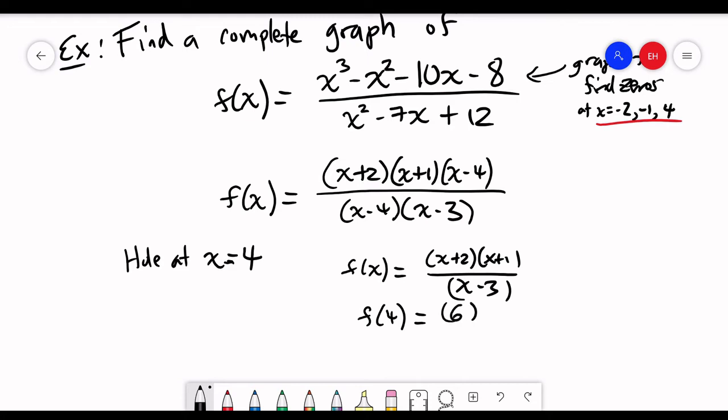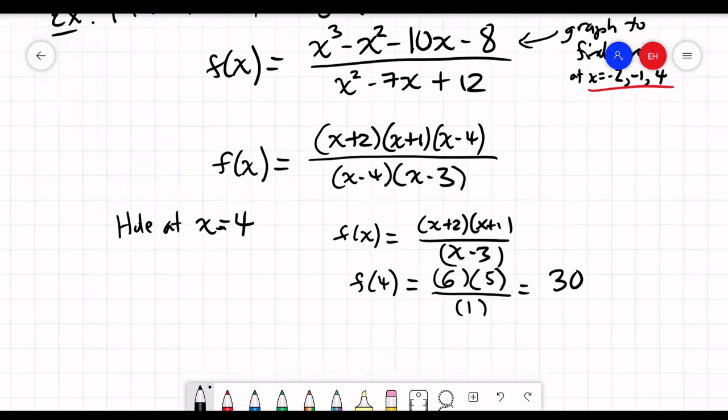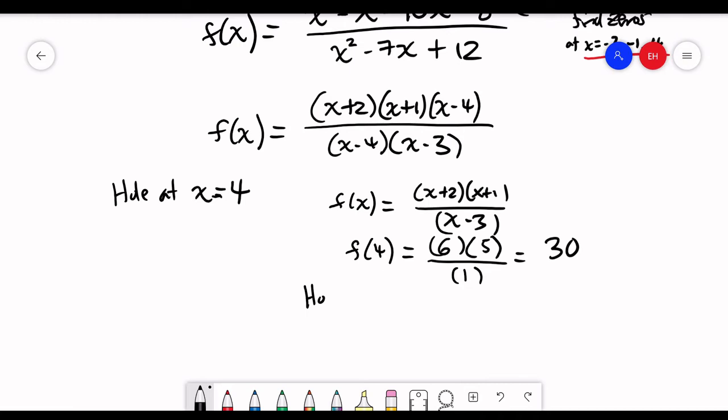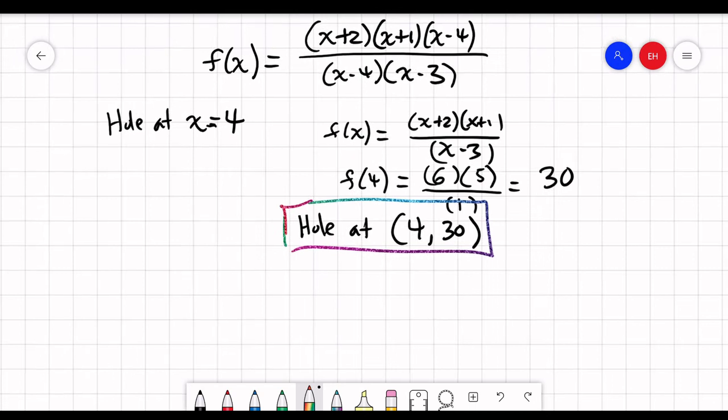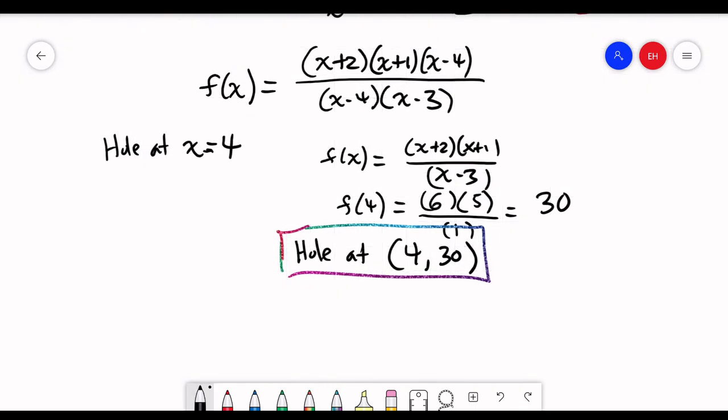And when you have the 0 on the bottom and the top, remember that's where you get the hole. And to find the point that is the hole, you just plug in 4 into the canceled version, and that's going to give you the output. So I went ahead and did that, put in 4, we get 30 out, so we know there's a hole at (4, 30). So I'll just highlight that with a rainbow box because that's one piece I'm going to make sure to put on the graph. All right.